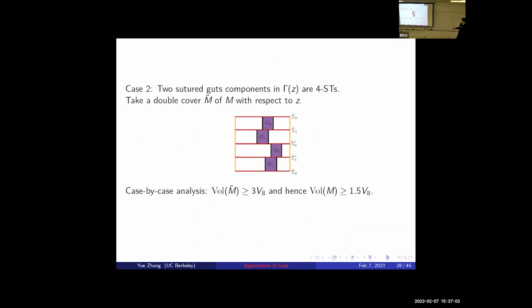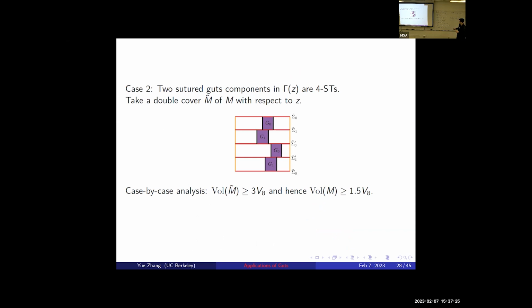So now you restrict to the case that you only have two sutured guts components, and both of them are T times I or Seifert fibered, and this is the most difficult case. That's the reason why we only have the lower bound 1.5 V8, not 2 V8.